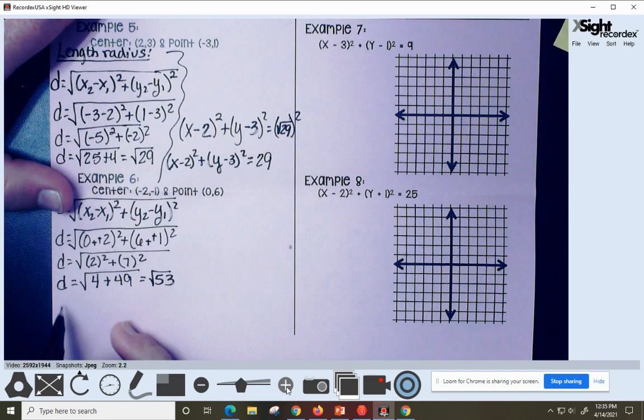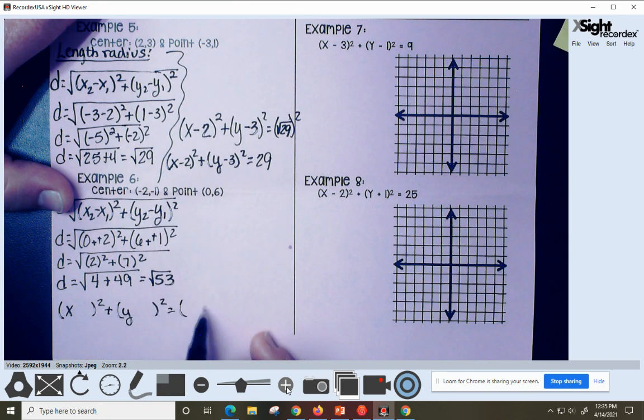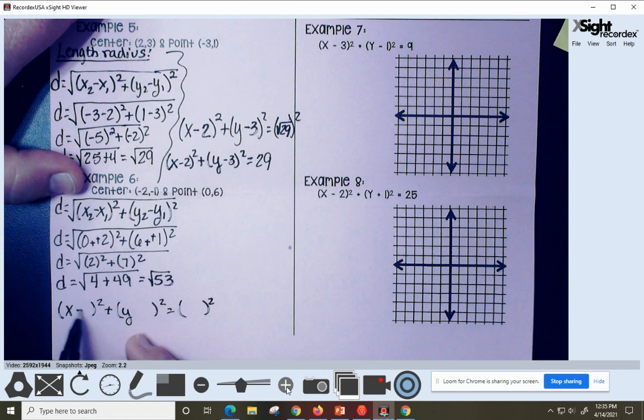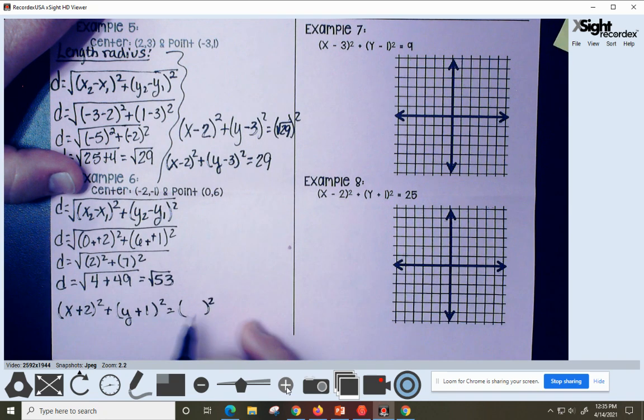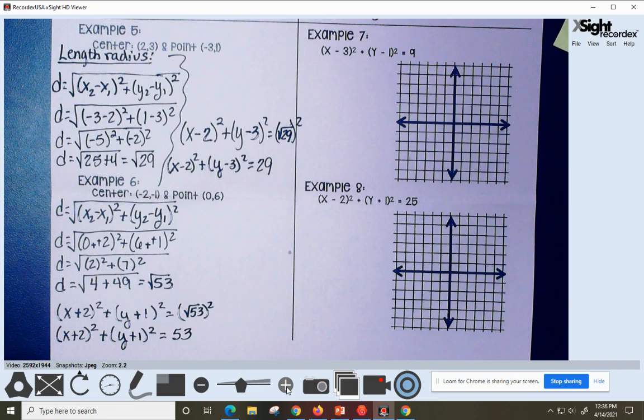And then I'll just go to my little whole formula here. So go find your center point. So this is going to become a plus 2. This will become a plus 1. And I will square root 53 and turn around and square it. So I'll get x plus 2 quantity squared plus my y plus 1 quantity squared is equal to 53.